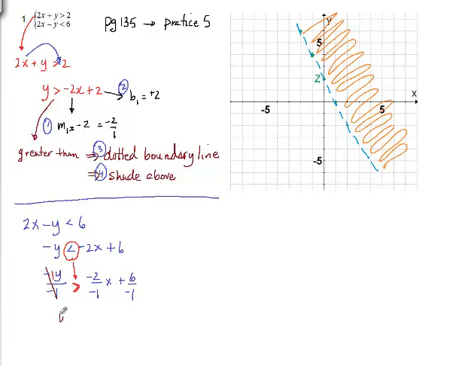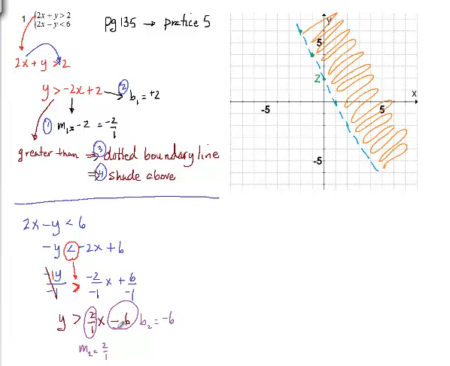So we end up with y greater than positive, negative over negative, so it's positive 2 over 1x minus 6. So now let's look at the four things that tells us. It tells us, first of all, the slope. So my slope, we'll call it m2, is 2 over 1. It tells us the y-intercept, b2, we'll call that, is negative 6.